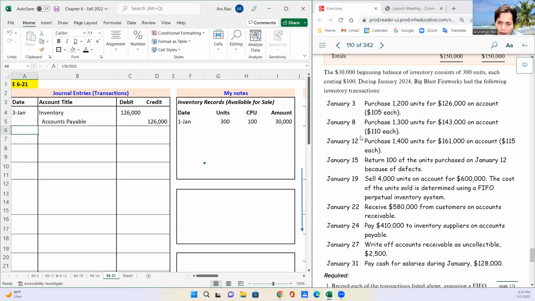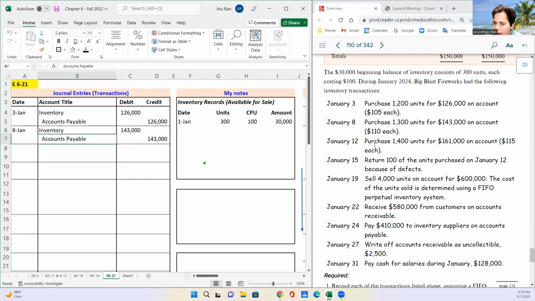On the 8th, I made another purchase. This time I have 1,300 units that I've paid 110 each for, $143,000. So 1,300 times 110 will give me 143. So I go ahead and do that journal entry. It's similar to the previous one, inventory debit, accounts payable credit.